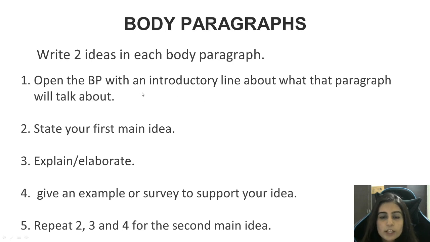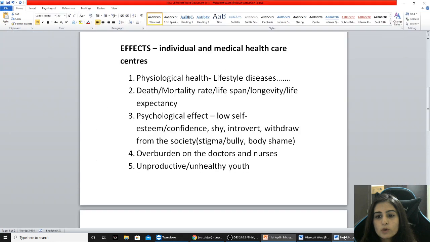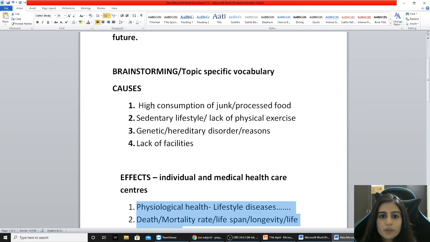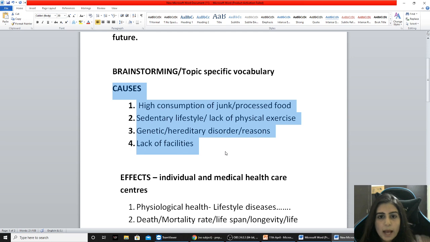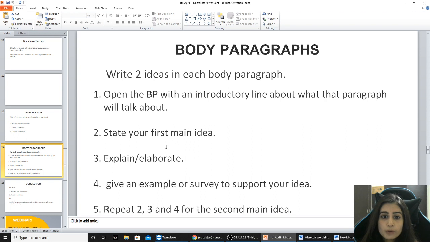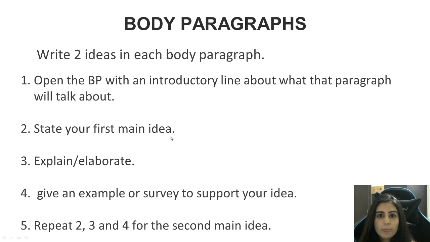In the case of this question, since your first paragraph is going to talk about the causes of obesity, you will say that there are numerous causes of obesity. And then you list down 2 causes. You can pick any 2 causes, and you have to elaborate them in your first body paragraph. And how do you do that? You first state your main idea and then elaborate or explain that idea, followed by an example or survey to support your idea. Alright, this is what you have to do.